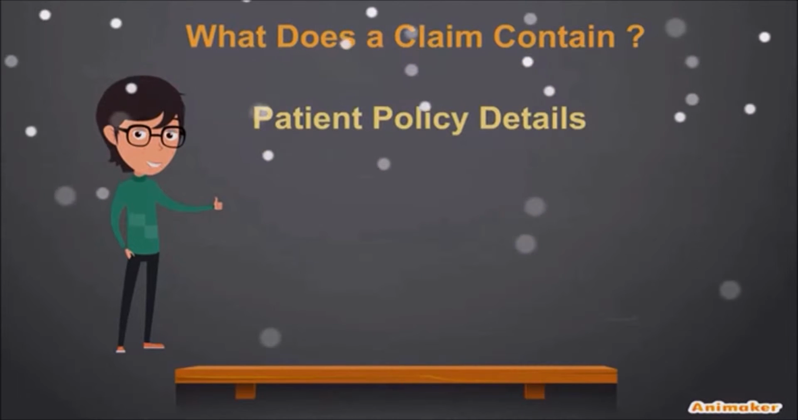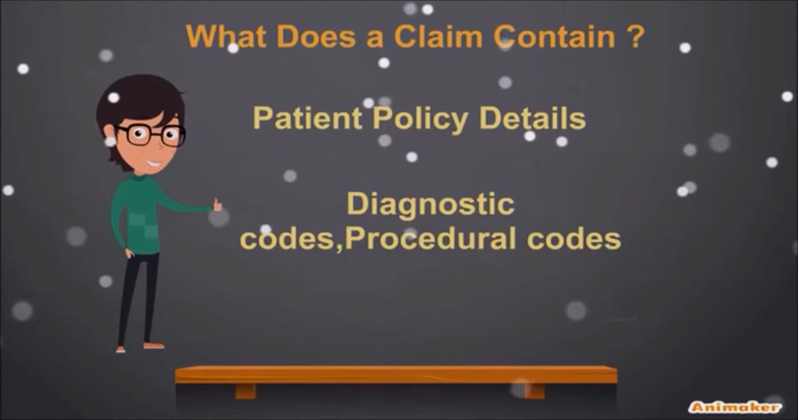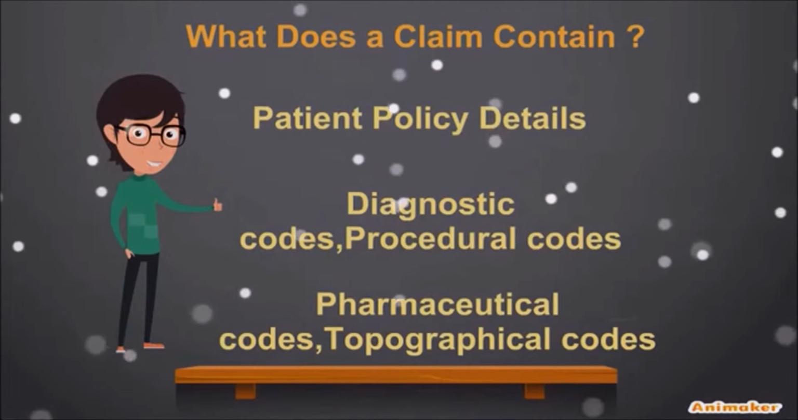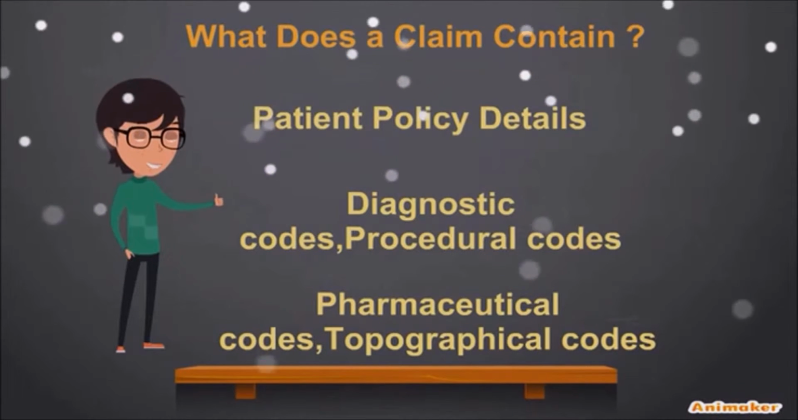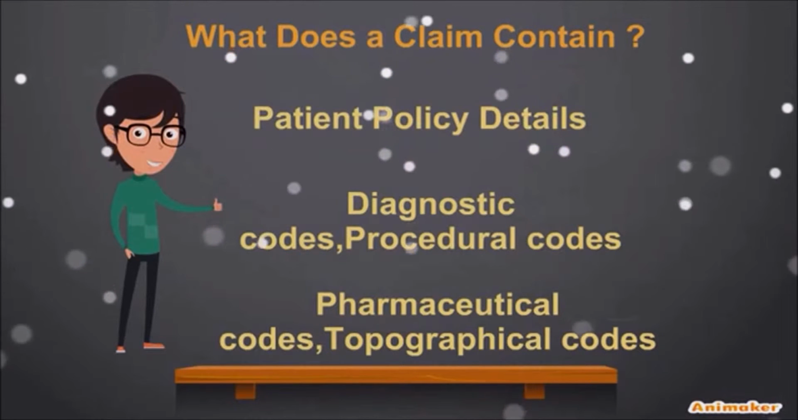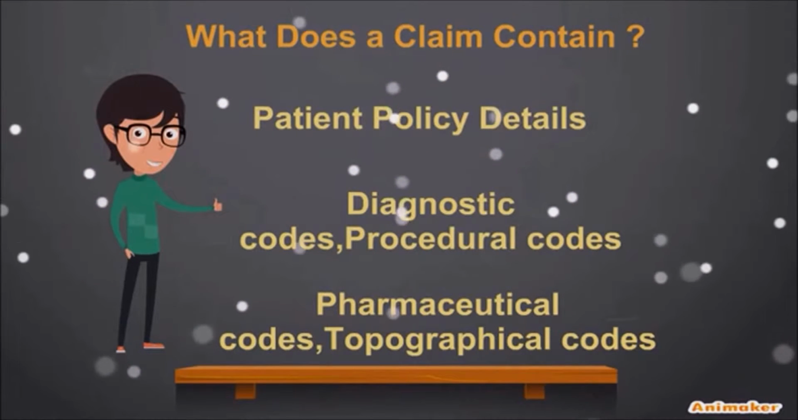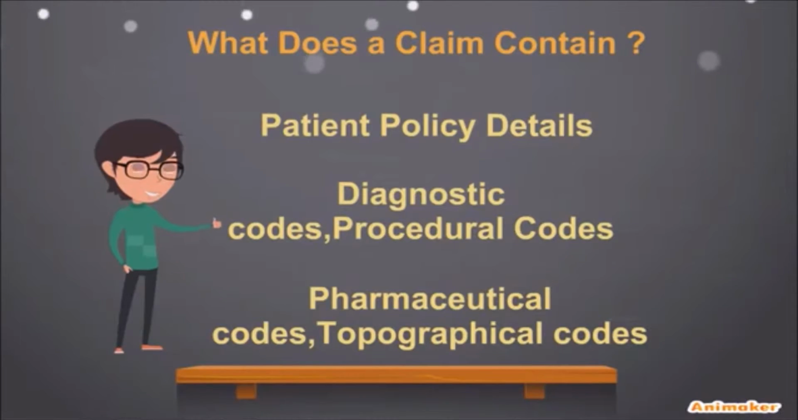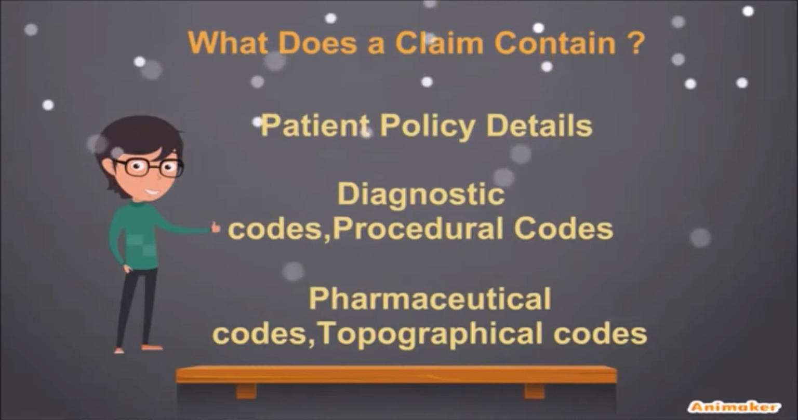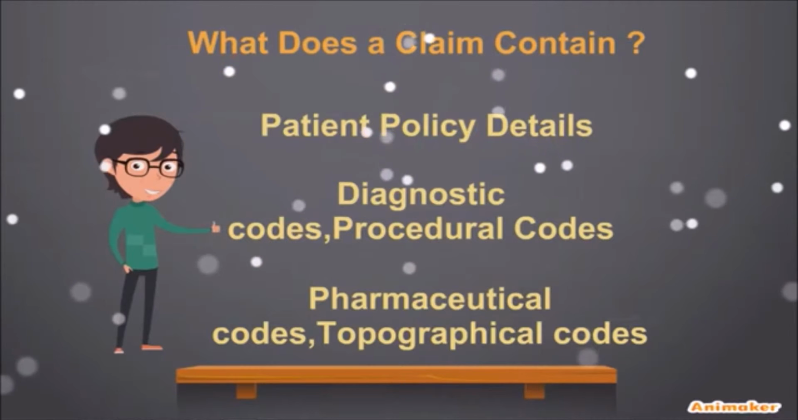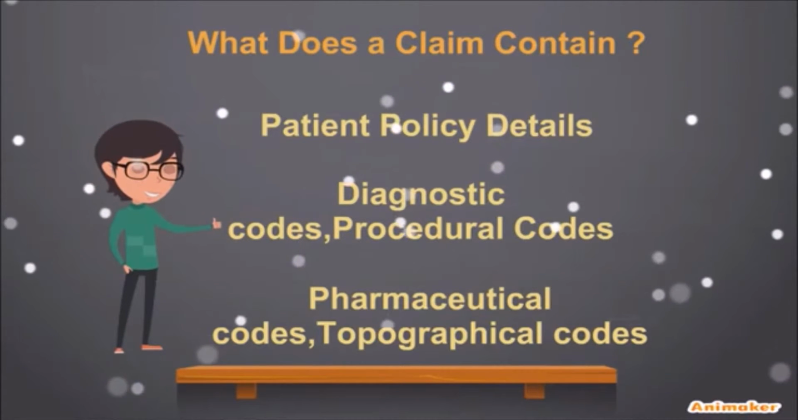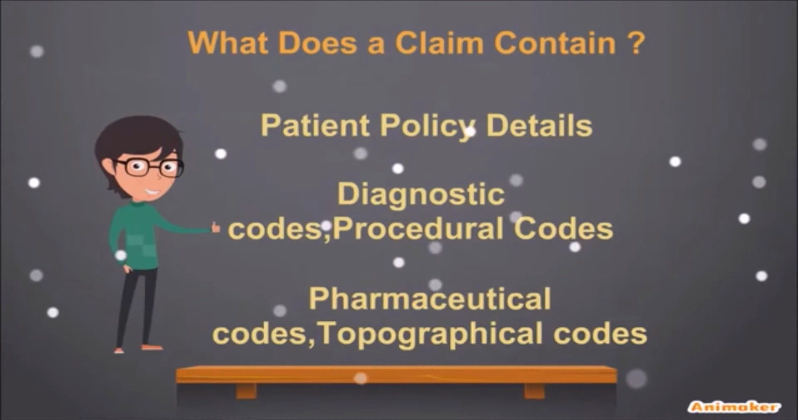Number 1, patient policy details. Number 2, diagnostic codes used to determine diseases and disorders. Number 3, procedural codes which tell the action taken by the physician to cure the patient's disease or disorder. Number 4, pharmaceutical codes which tell the drugs used. Number 5, topographical codes which indicate the specific location in the patient's body where exactly the problem is.